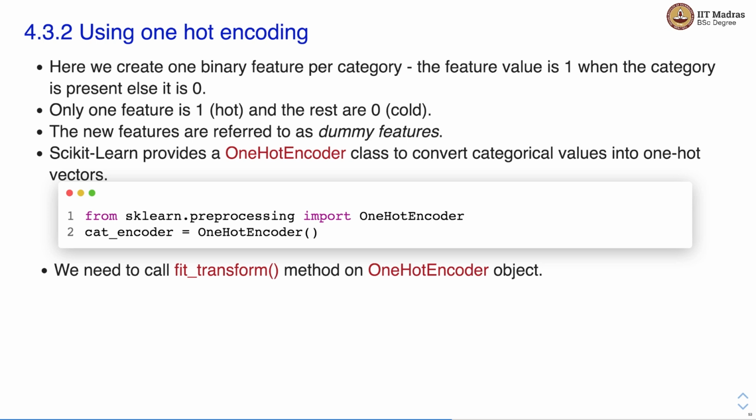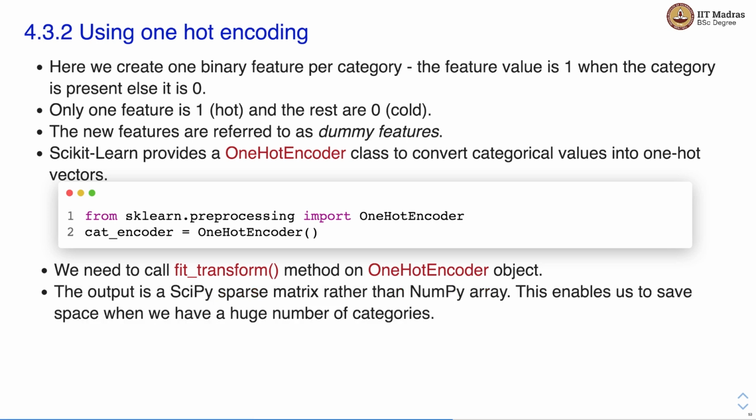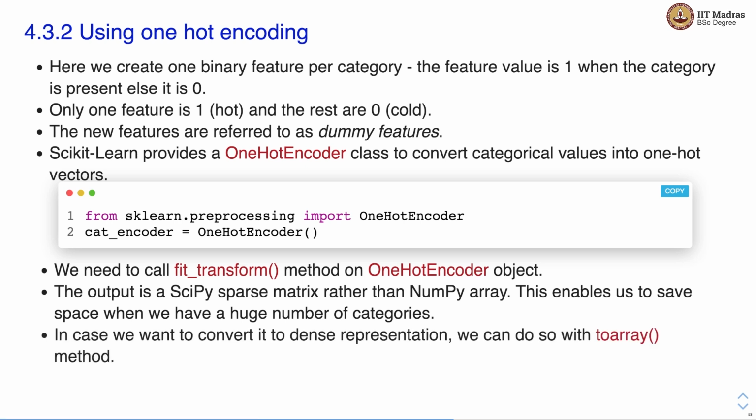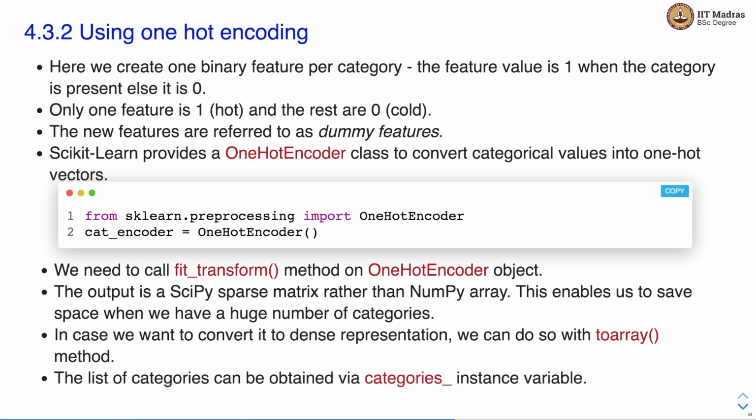And again, OneHotEncoder is a transformation so it has got the fit_transform method. It returns a SciPy sparse matrix as an output rather than a NumPy array. Because the new representation is pretty sparse, many features are actually 0 and only a few features are 1. So this enables us to save a huge amount of space for this new representation. In case you want to convert it into dense representation, we can do it with the toarray method. Again, the list of categories can be obtained via categories_ member variable.